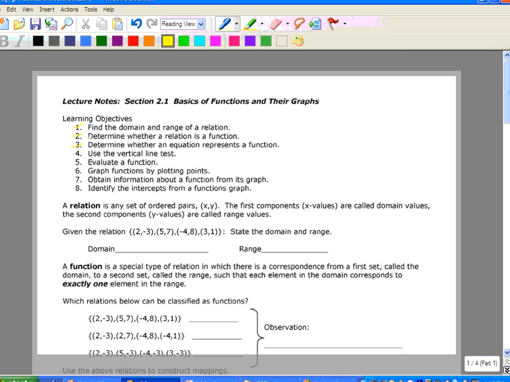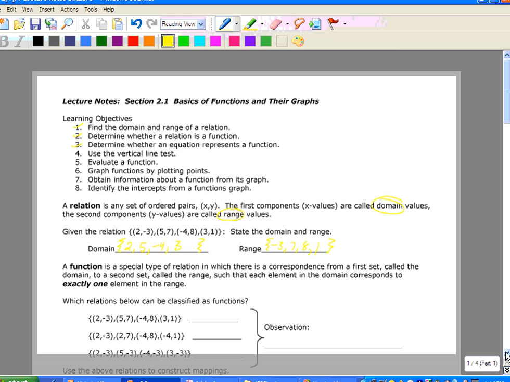To get started, we need to understand the definition of a relation, which is just basically any set of ordered pairs. First components are your x values, second components are the y values, but we do need to be familiar with these two terms. Domain is the word we use for x values, and range is the term we'll use for y values. So we'll just very quickly set up the domain and range for this relation, noting that the domain is just a listing of the x values and the range is the listing of the y values.